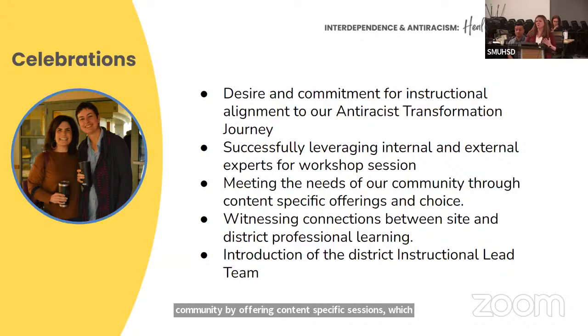So some of our world language teachers and our CTE teachers were able to come together in their own specific sessions to do a deep dive, and also meeting the needs by providing choice in workshops, which really is an important adult learning theory component. You know, people need to feel like they have some agency and choice in their learning.